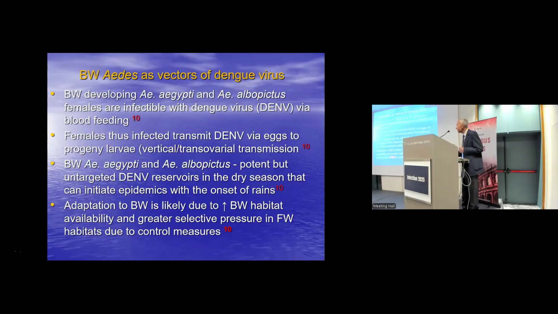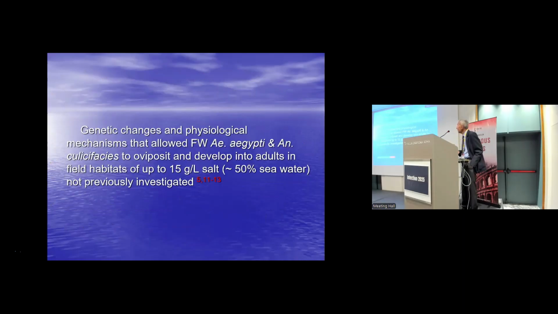The adaptation to brackish water is likely due to the greater availability of brackish water habitats, and also the greater selective pressure in freshwater habitats where you have the arboviral, where you have the mosquito control measures being applied. So there is a selection procedure here. The genetic and physiological mechanisms that allow freshwater aegypti and Anopheles cutis to ovipost and develop into adults in brackish water have not been previously investigated. So this is stable adaptation.